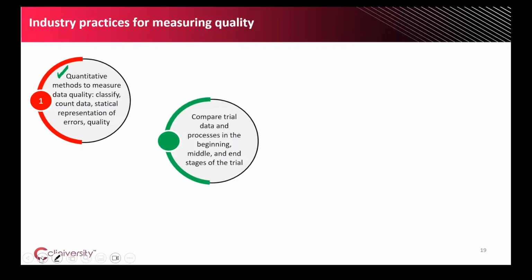Compare the trial data and the process in the beginning, in the middle, and the end stages of the trial. Often, there are certain data snapshots that are created as a part of the ongoing study analysis. These snapshots are at various milestones: when the first 50% data is in, then the next 75% data is in, and once the 100% data is in. By doing these snapshots, the study teams ensure that the data has been cleaned. So those can be defined.